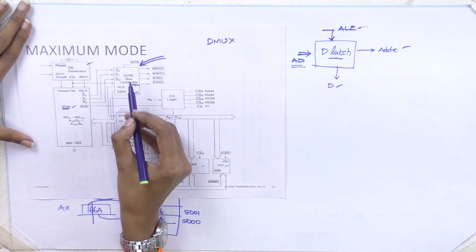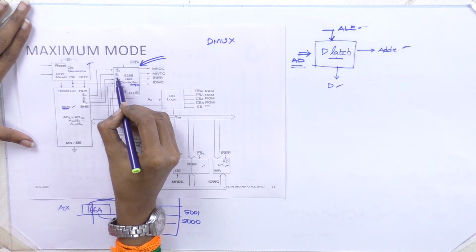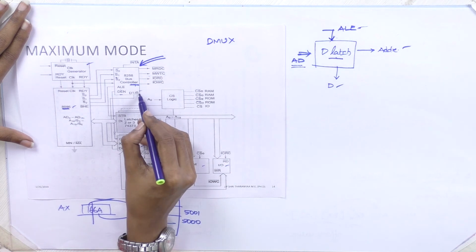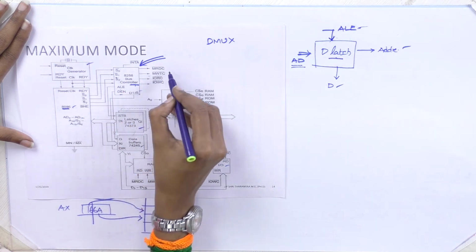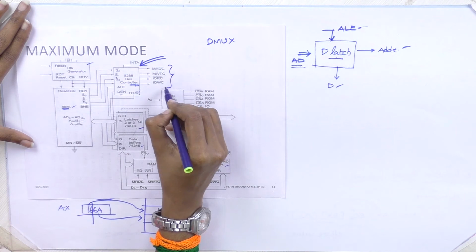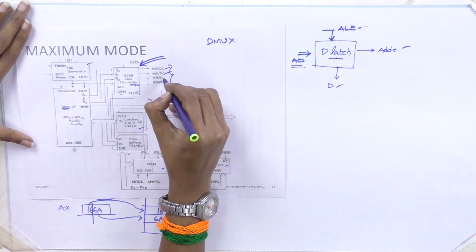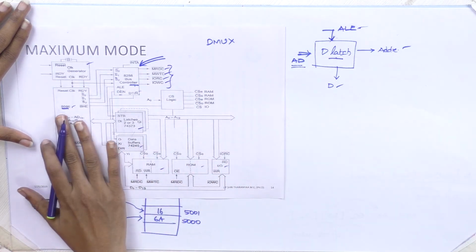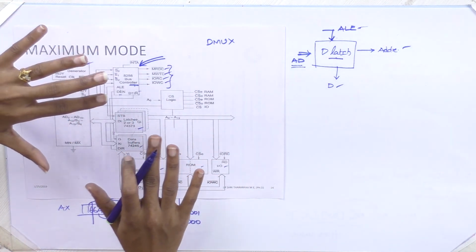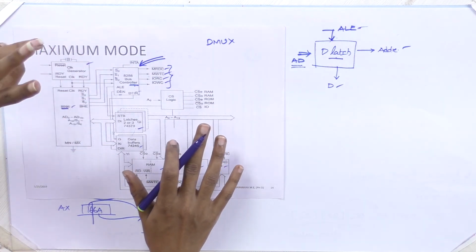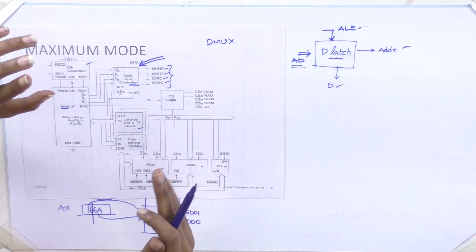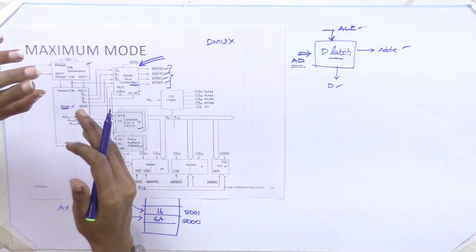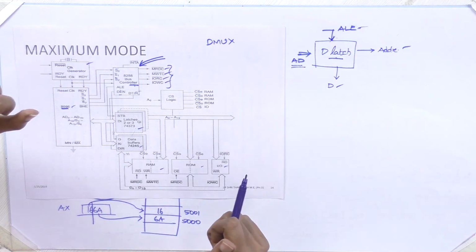The inputs for this bus controller are S0 bar, S1 bar, S2 bar, address latch enable, data enable, DT/R bar. These will generate the control signals: memory read, memory write, IO read, IO write. So the operations and the architecture are the same, but two things are different. One thing is we are supposed to use more than one processor to perform the operations. With this processor we have to connect another processor.